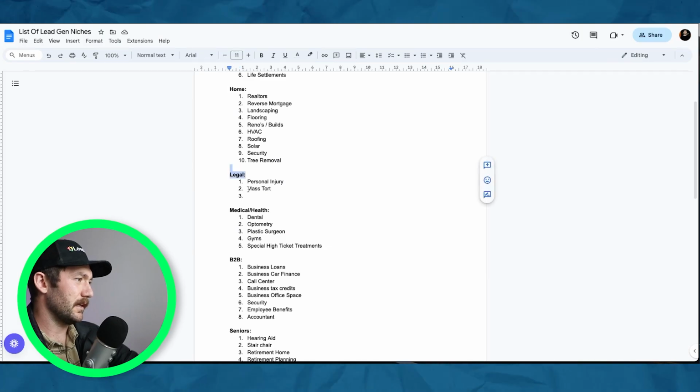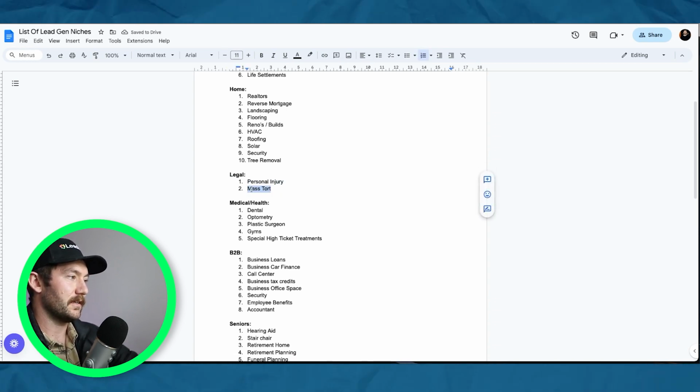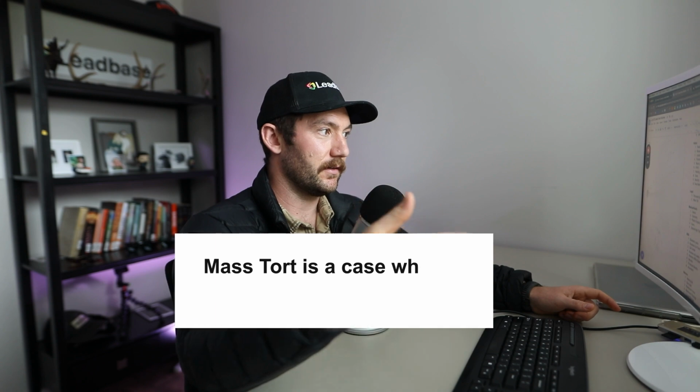The next one is legal. I couldn't think of any other subcategories for this for some reason, but the first ones that come to mind are personal injury and mass tort. Mass tort is like mass lawsuits or class action type stuff. One of them is baby powder that hurt babies and a bunch of people are suing that company. Really sad, but you run an ad and say, have you been injured by this thing? Or Roundup, grass stuff that gives people cancer. It's terrible. There's also personal injury claims.